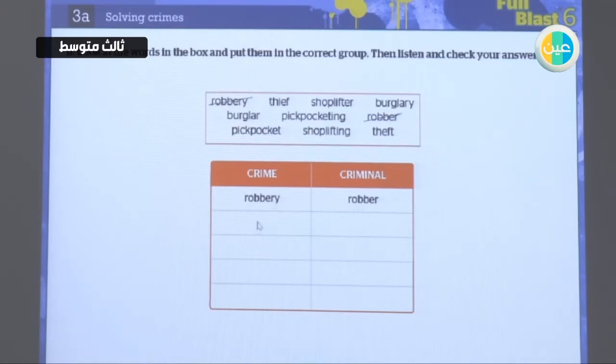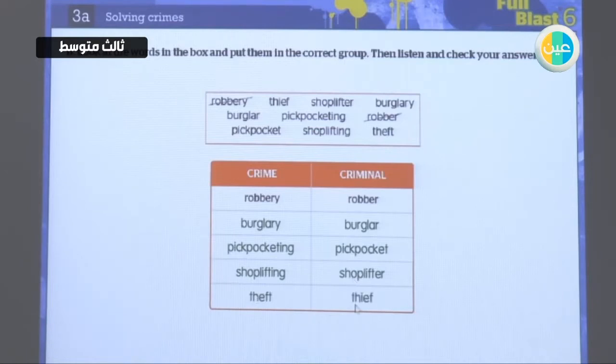What about the second one? Burglary. So what do you think the person who did that crime? Okay, he will be a burglar. What about pickpocketing? The person who did it will be pickpocket. Shoplifting will be shoplifter. Theft will be thief. So all of those words are related to crime. What are the differences between them?